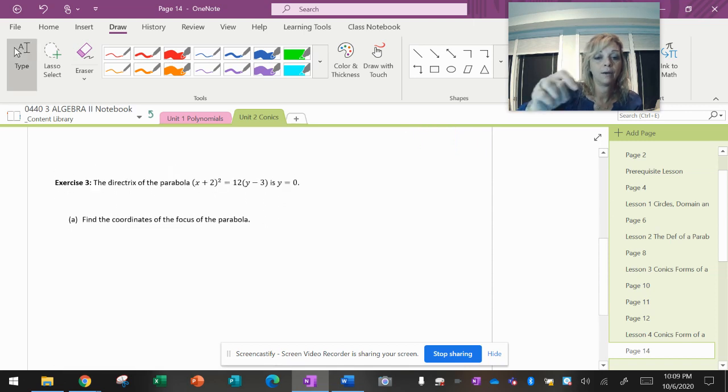All right, so now the directrix of the parabola is y equals 0. Find the coordinates of the focus of the parabola. Okay, so what have I been telling you to do? Just draw a little sketch every single time. It's really as simple as that.